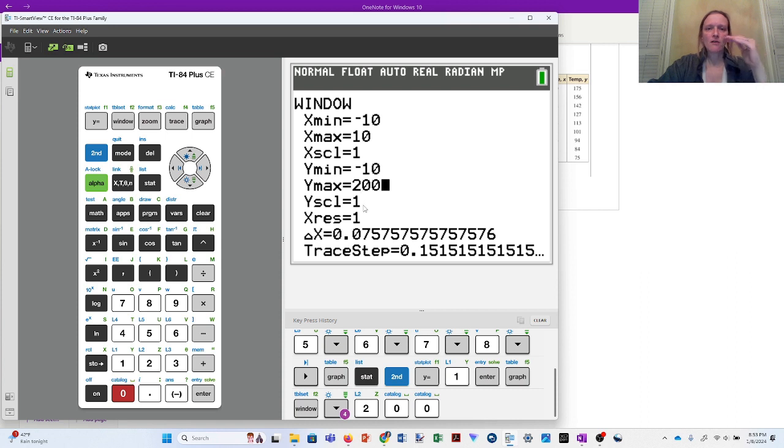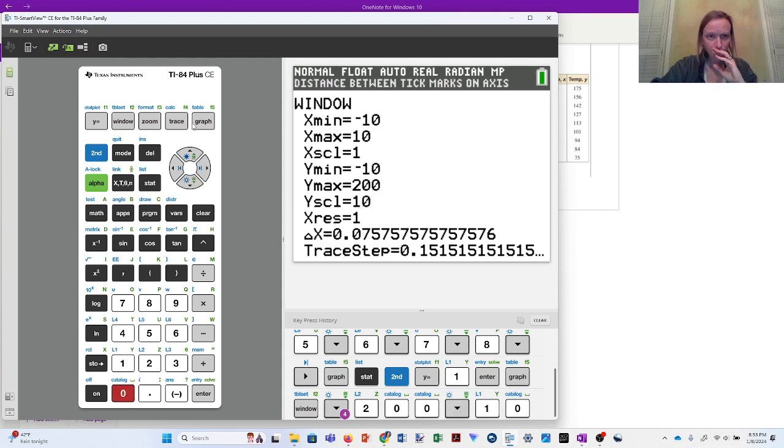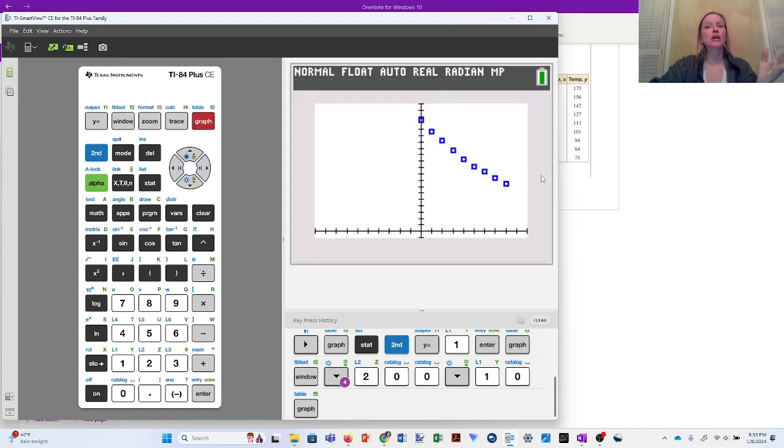And I don't want to have a little tick mark every 1 unit. That would be kind of crazy. So I'm going to make that a tick mark every 10 units, let's say. And now from changing those settings, when I go to graphs, I should be able to see the data.